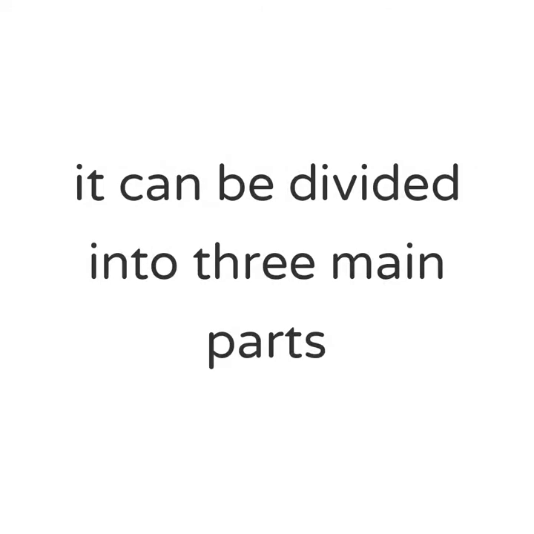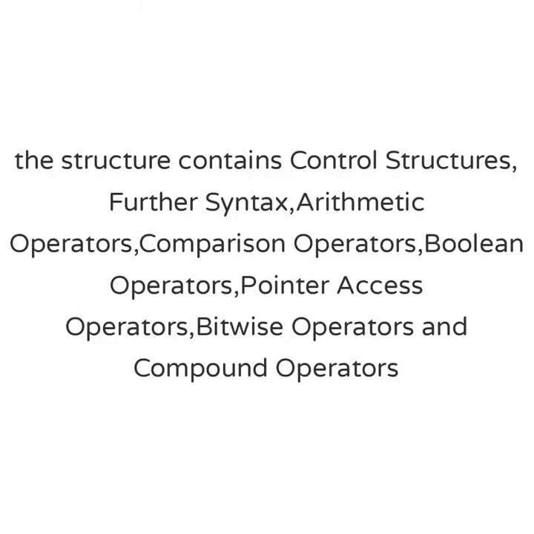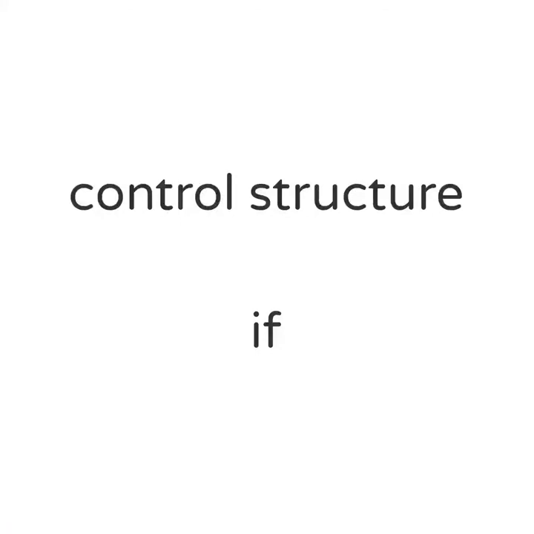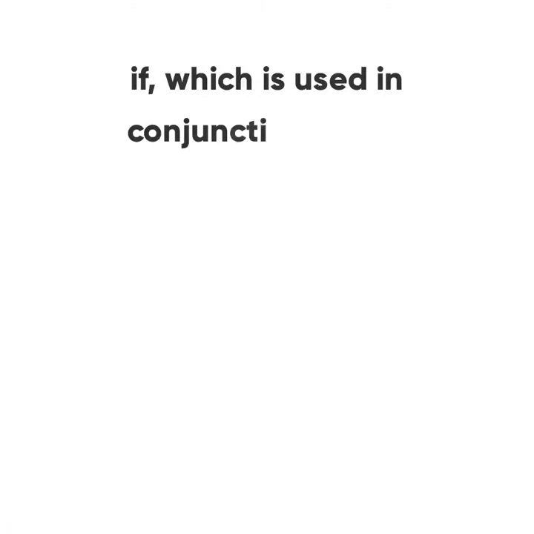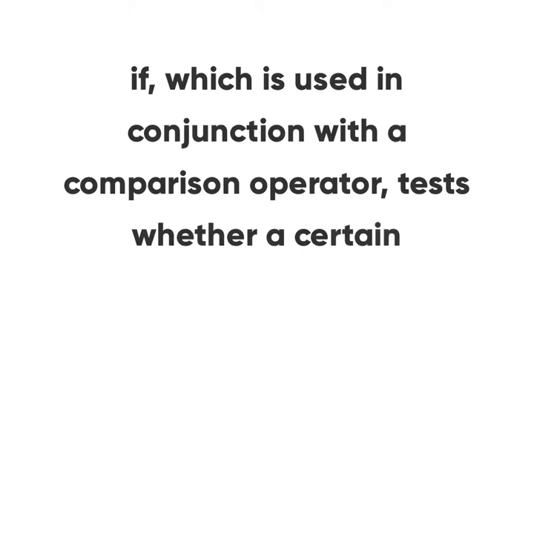Arduino programs can be divided into three main parts: structure, values (variables and constants), and functions. The structure contains control structures, further syntax, arithmetic operators, comparison operators, Boolean operators, pointer access operators, bitwise operators and compound operators. Now we are gonna take a closer look at the control structures. If, which is used in conjunction with a comparison operator, tests whether a certain condition has been reached, such as an input being above a certain number.